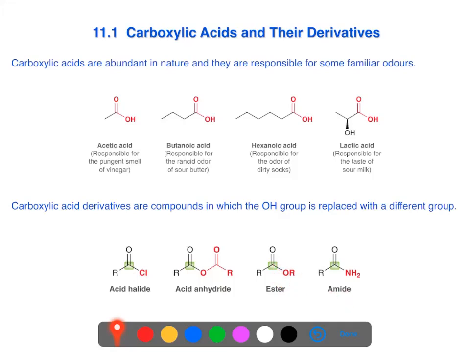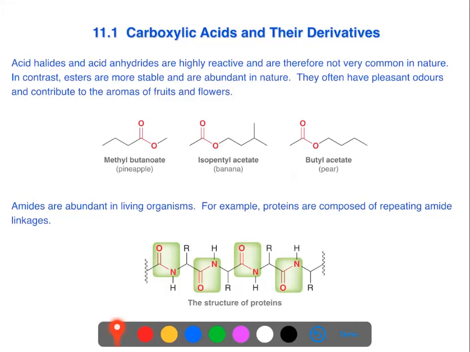And for the amide, that OH group is replaced with a nitrogen either attached to two hydrogens, as shown here, but those hydrogens could also be replaced by alkyl groups. So you could have an NHR or an NR2. Those are various substituted amides that we could observe.